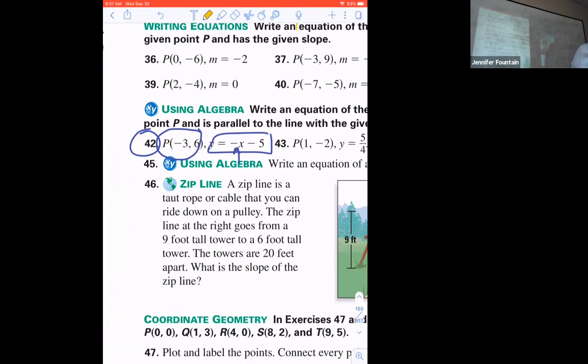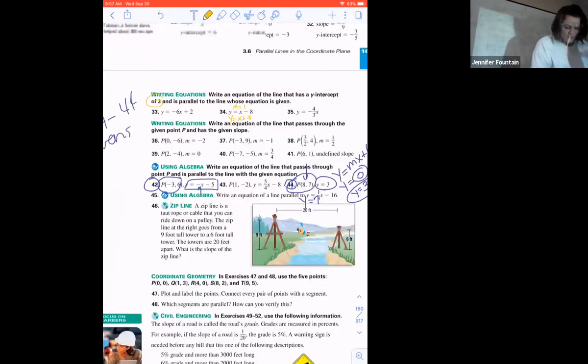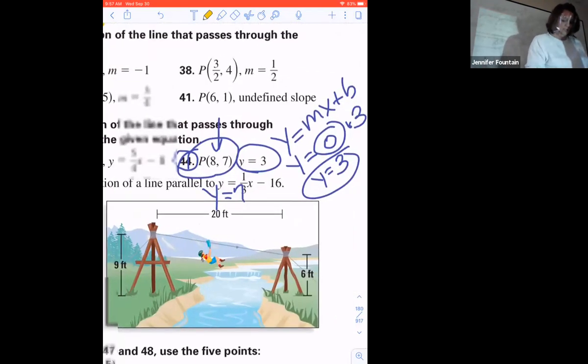For 44, y is equal to 3. What did I say about that? What kind of line do I have if y equals 3? If I have no x value and y is 3, I've got a horizontal line. So I know that I'm going to have a horizontal line for number 44. So y is equal to 7 because it's got to run through that point. We talked about that one. Y equals 7 in 44.